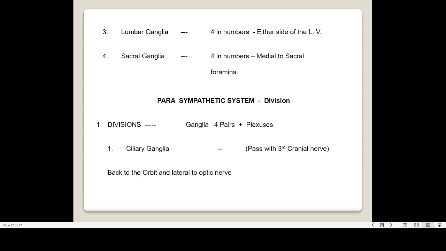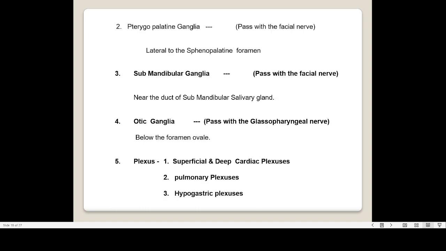Then we come to the parasympathetic division. Usually there are 4 pairs of ganglia plus plexus in this division. The ciliary ganglion passes with the 3rd cranial nerve to the orbit, lateral to the optic nerve.